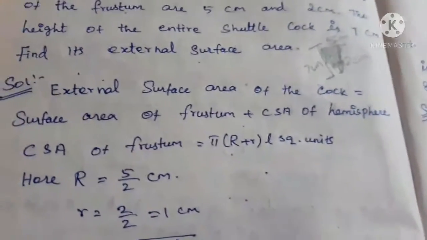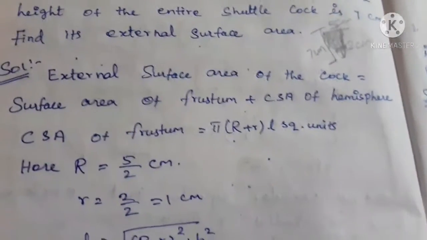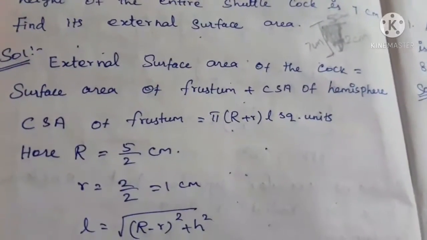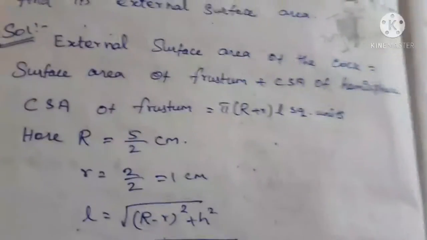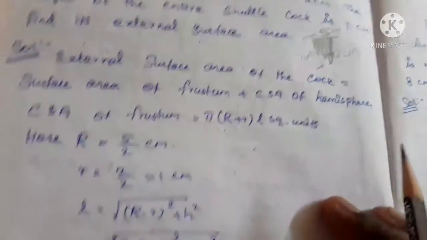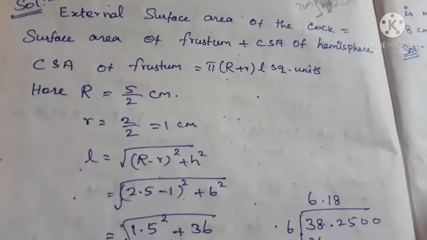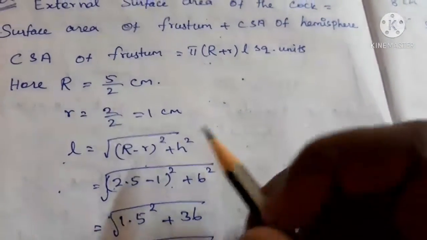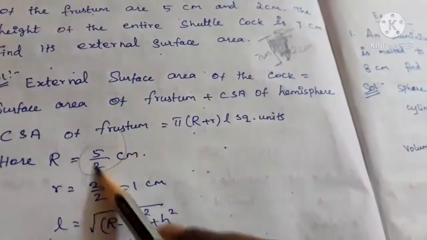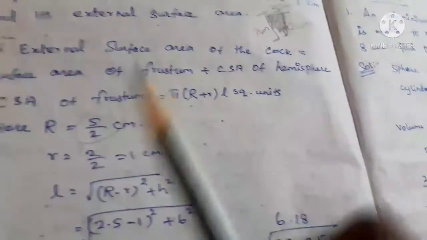Okay. External surface area of the cock is nothing but CSA of frustum plus CSA of hemisphere. CSA of frustum is nothing but pi into R plus r into L. R plus r means big radius plus small radius, and L is the slant height. So R equal to 5 by 2, because the diameter is only given as 5, but the radius is 5 by 2. Then small r is 1.